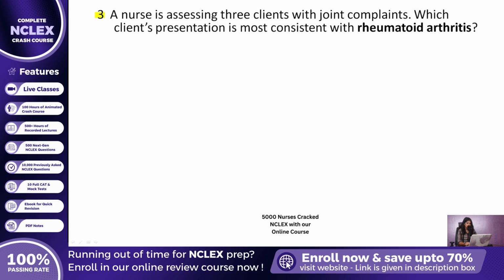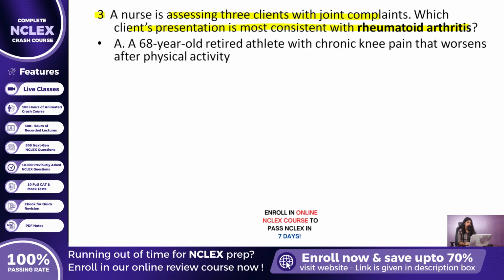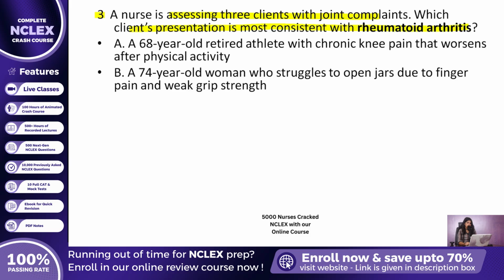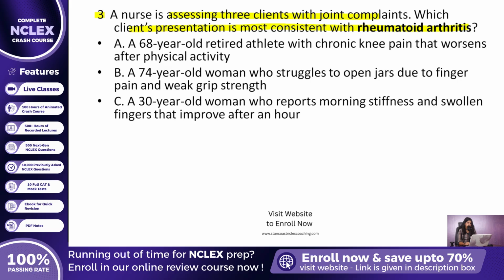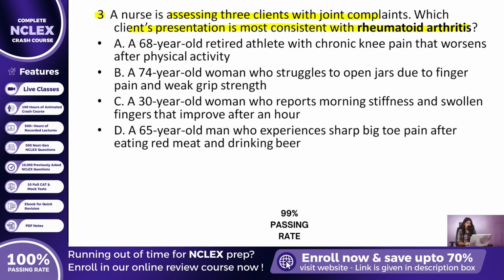Question number 3. A nurse is assessing 3 clients with joint complaints. Which client's presentation is most consistent with rheumatoid arthritis? Here are your option choices. A. A 68-year-old retired athlete with chronic knee pain that worsens after physical activity. B. A 74-year-old woman who struggles to open jars due to finger pain and weak grip strength. C. A 30-year-old woman who reports morning stiffness and swollen fingers that improve after an hour. D. A 65-year-old man who experiences sharp big toe pain after eating red meat and drinking beer.